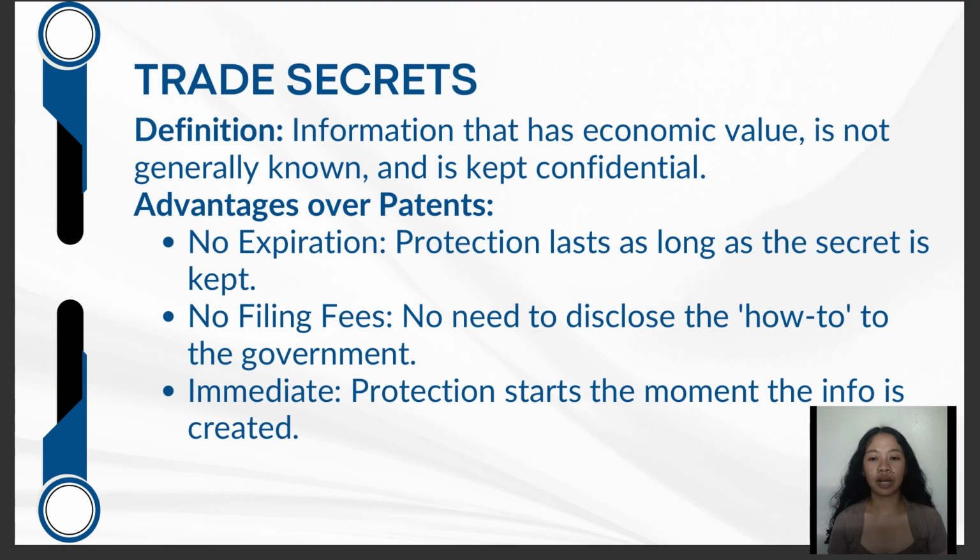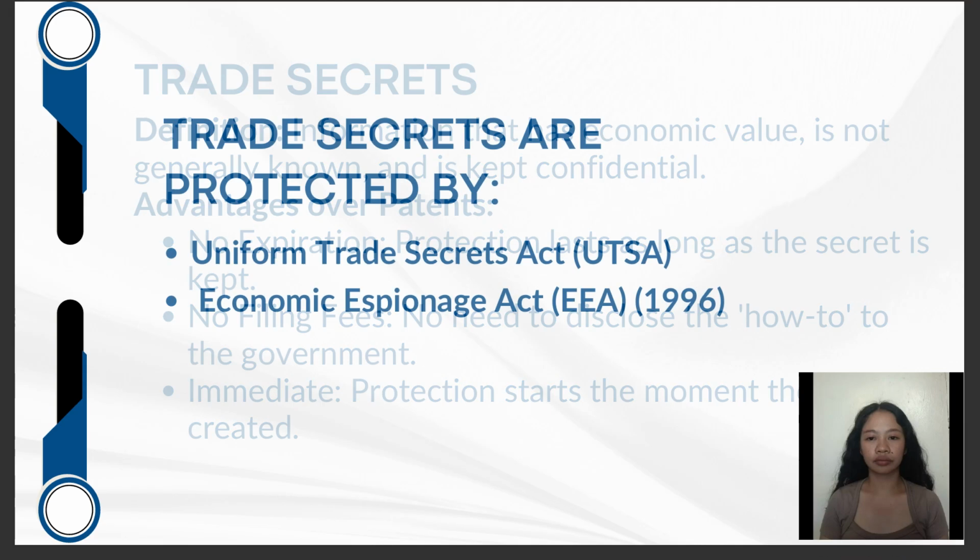Trade secrets are protected by the Uniform Trade Secrets Act and the Economic Espionage Act. The Uniform Trade Secrets Act provides a largely state-level civil framework allowing companies to sue for misappropriation. Conversely, the Economic Espionage Act of 1996 makes the theft of trade secrets a federal crime.